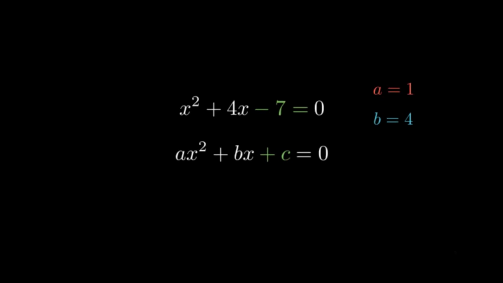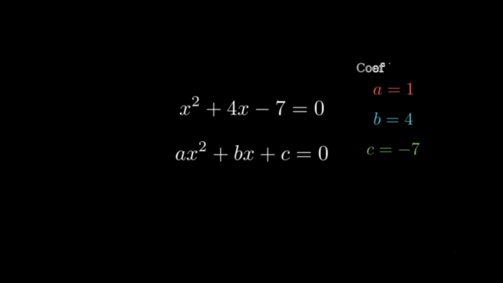Finally, we need to identify the constant term, which is c in our standard form. This value affects where the parabola crosses the y-axis. In our equation, we can see the term minus 7. This means our constant term c equals negative 7. The y-intercept of our parabola will be at negative 7 on the y-axis.